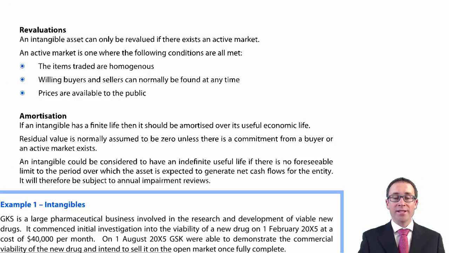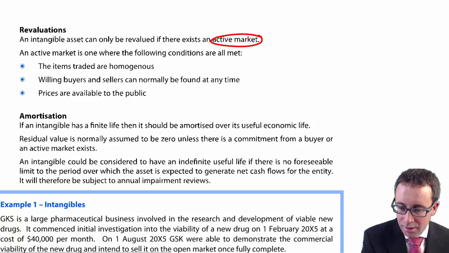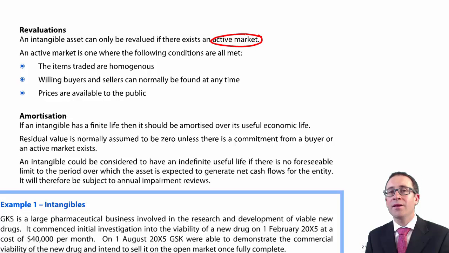In terms of what you've got over the page, again, just bits and pieces to go through and remember. Revaluations, PPE: remember we revalued it up to fair value. We depreciated that fair value over its remaining useful life. Essentially, intangibles are never going to be revalued, and if they can, it's a very rare situation. We only revalue them if there is an active market. Okay, active market, what does that mean?